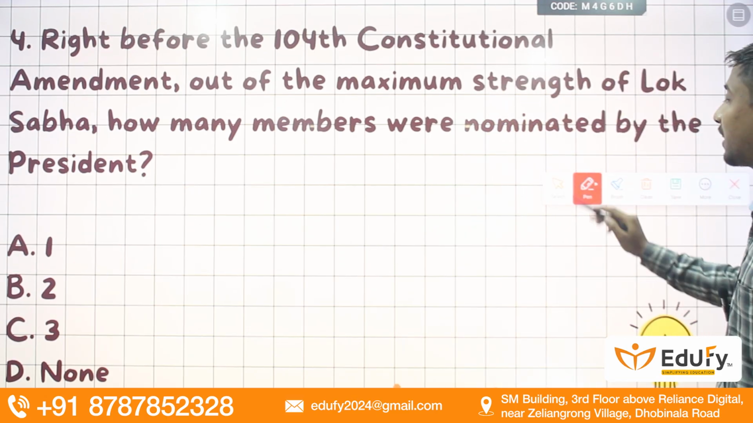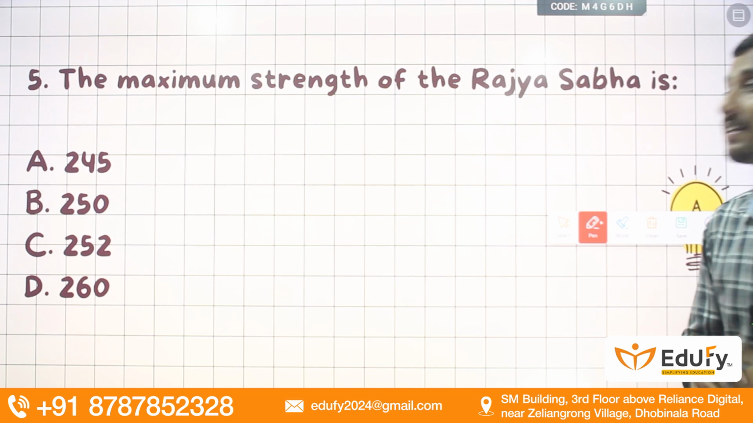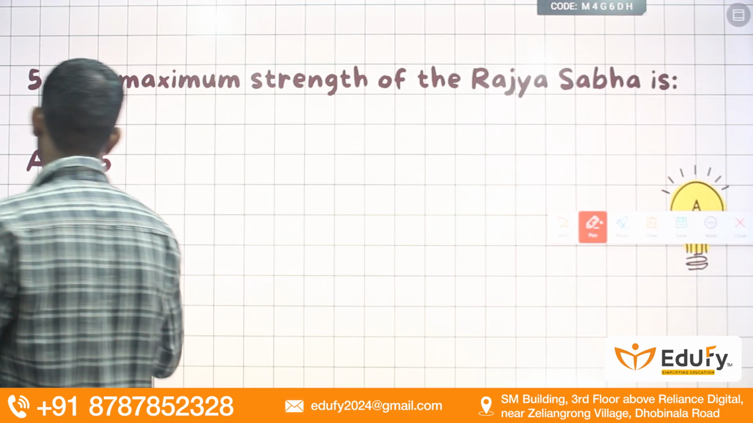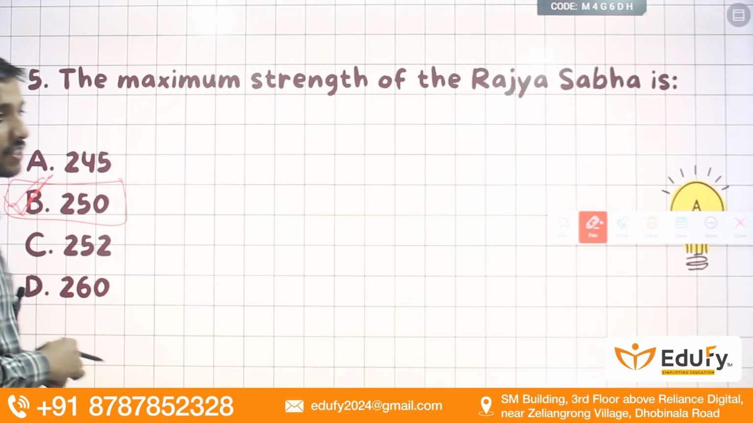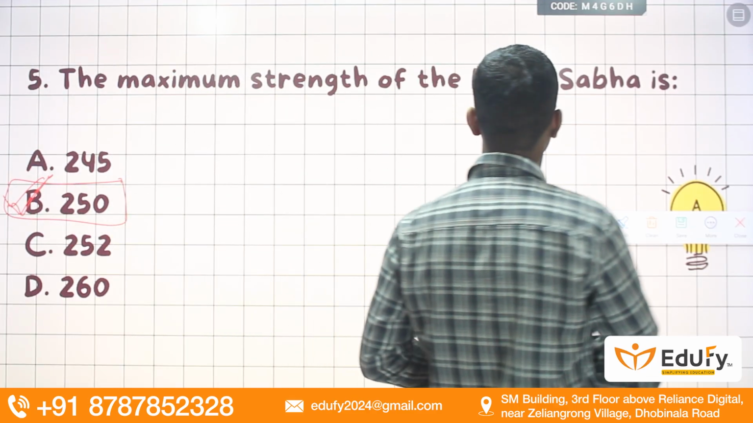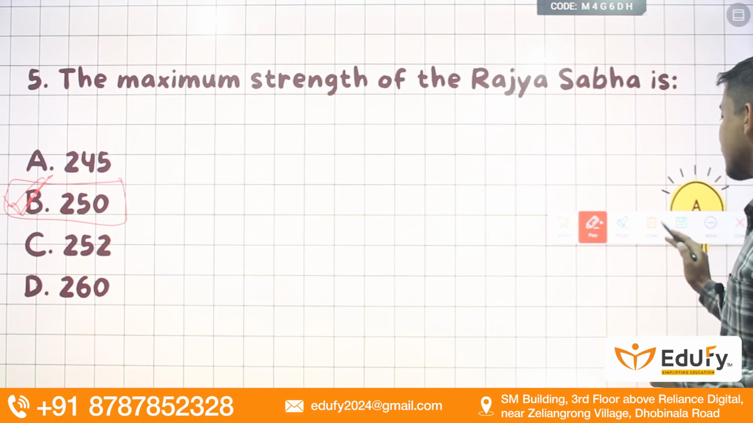Okay, moving towards the next question, we have: the maximum strength of the Rajya Sabha is. So guys, the constitutional strength of the Rajya Sabha is 250. 250 is the maximum strength or the constitutional strength of the Rajya Sabha.